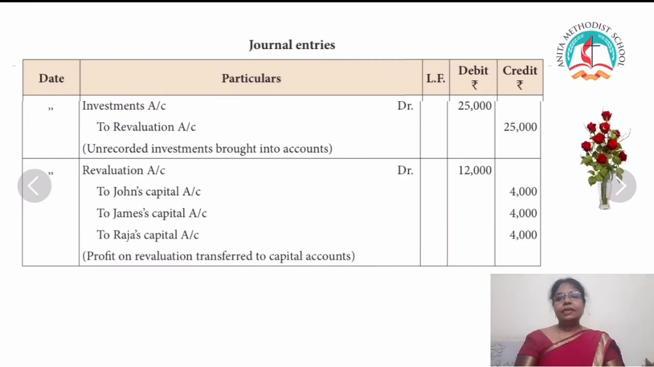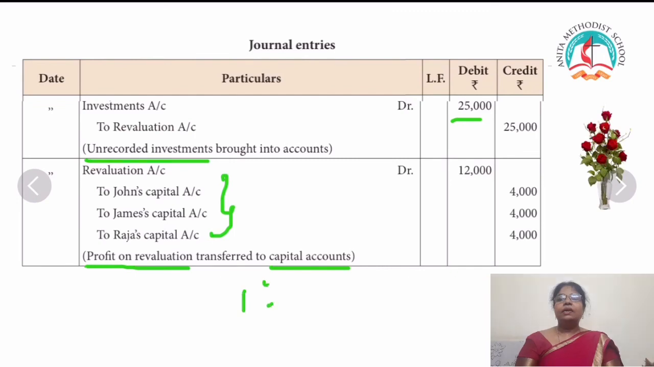And the next journal entry is for unrecorded asset. So investments account debit to revaluation account. The amount is 25,000. And the next journal entry is there is a profit on revaluation account transferred equally 1:1:1. So the next step is you have to prepare the revaluation account.